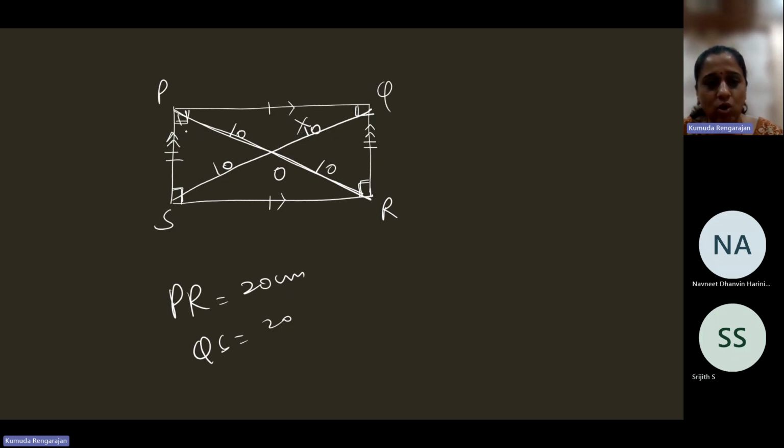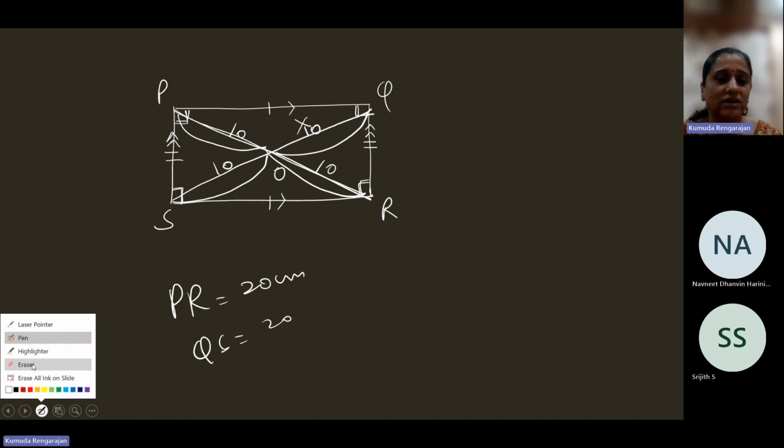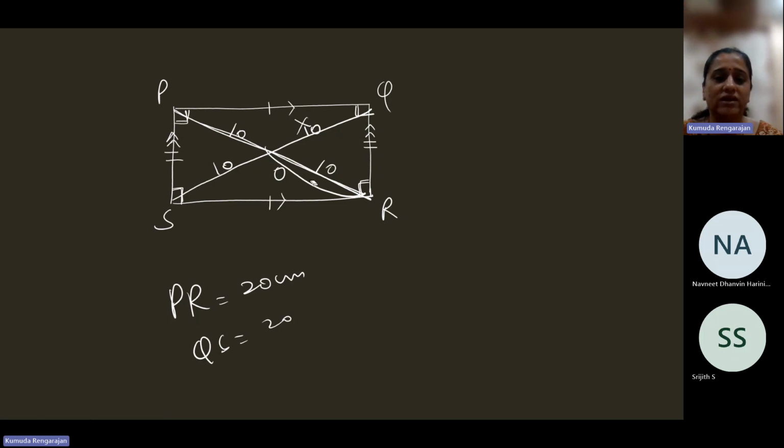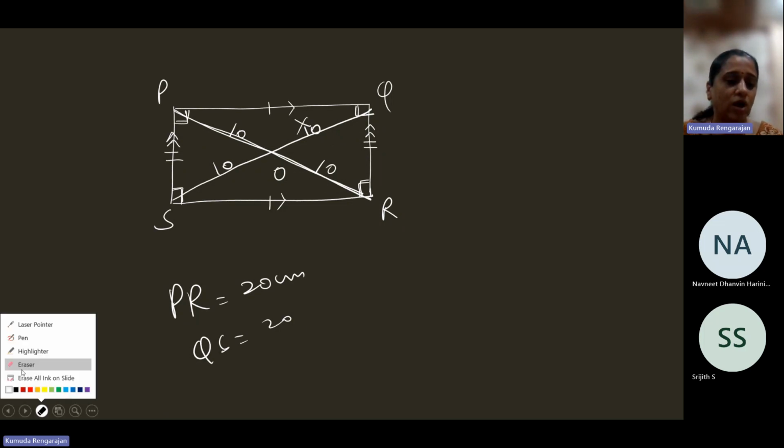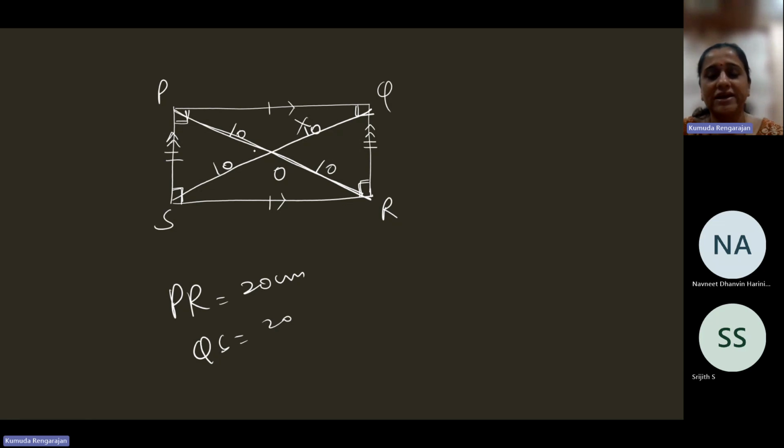So that means PO will be equal to OR, so 10, 10. Also, OQ is equal to OS, so again 10, 10. So what do you observe about these triangles? The diagonals make four triangles, right? Triangle 1, 2, 3, 4. There are four triangles, right?